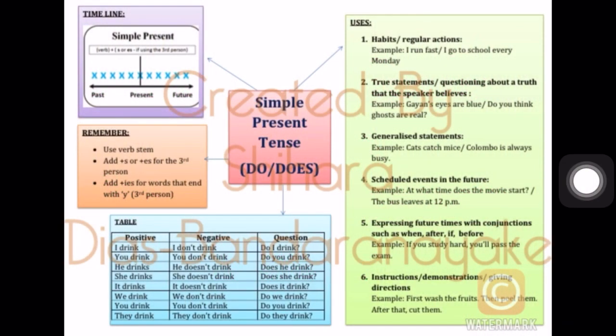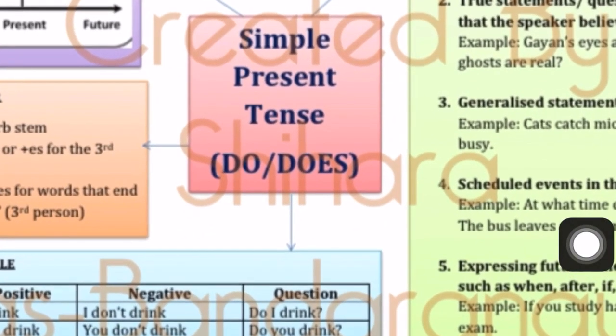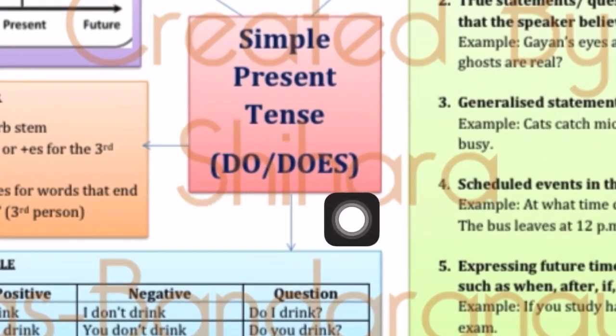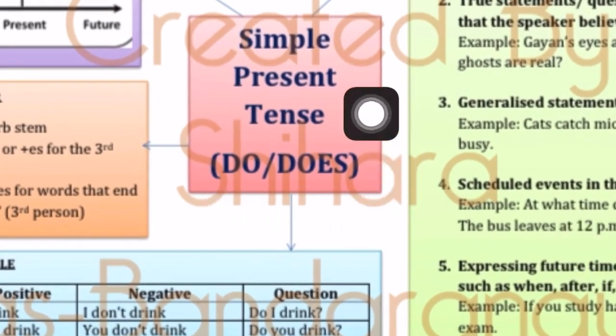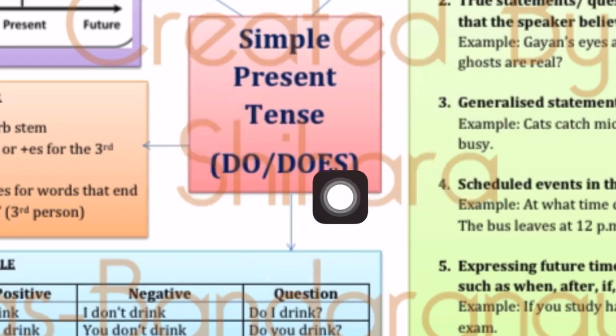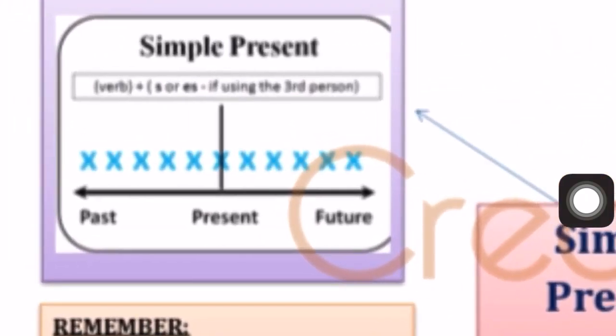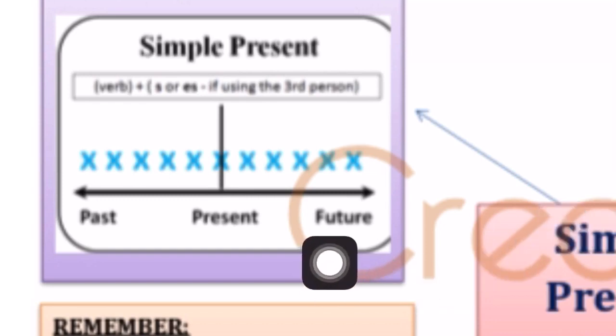Talk about the simple present tense. Now, as soon as you see the words do or does, you should identify that this sentence or question is in simple present tense. Now, first we'll talk about the timeline so that it will be easy for you to understand why we use simple present tense for certain instances.